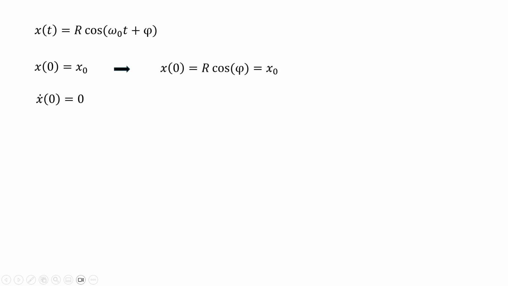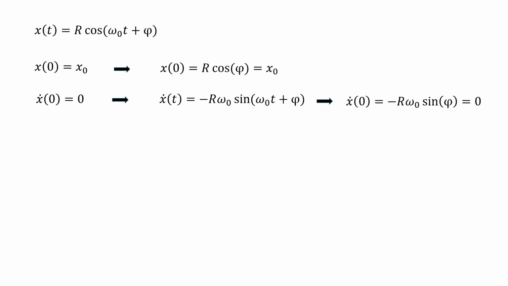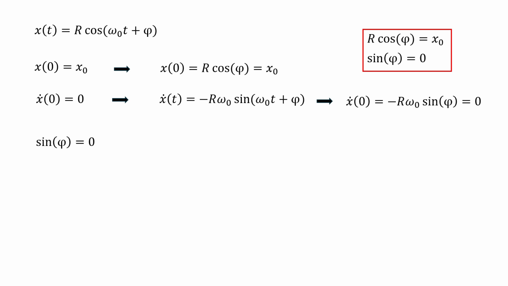From the first initial condition, we obtain this equation. From the second, we first take the first time derivative of the solution and then set time equals 0 and obtain another equation. And now we have two equations for two unknowns, r and phi. From the second equation, we can solve for phi. But there is a little complication. Sine function is periodic with period 2 pi, meaning it has actually an infinite number of mathematical solutions. However, only one of them is physically meaningful, and we need to select the correct one.